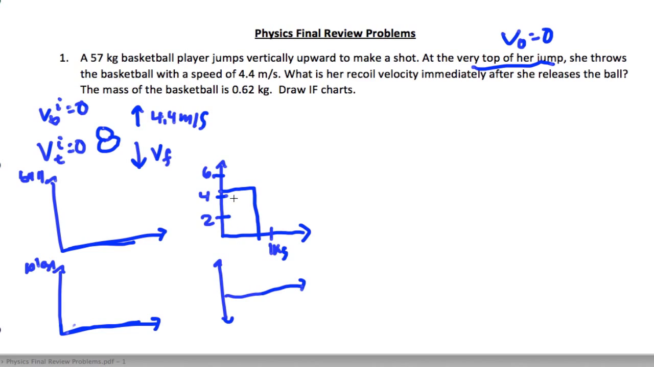And then for the player, we can't say a lot, but if the ball's motion is positive and the total momentum to start with is 0, the player is going to recoil with some kind of negative speed. They've got a much bigger mass, all the way out to about 57 kilograms. But we don't know what V final is going to be.